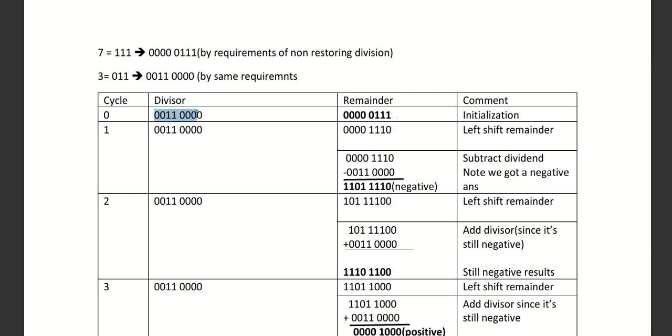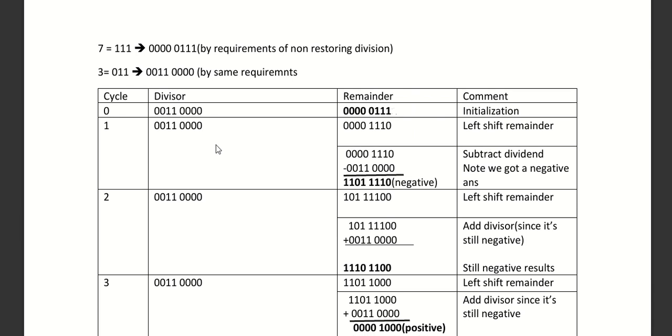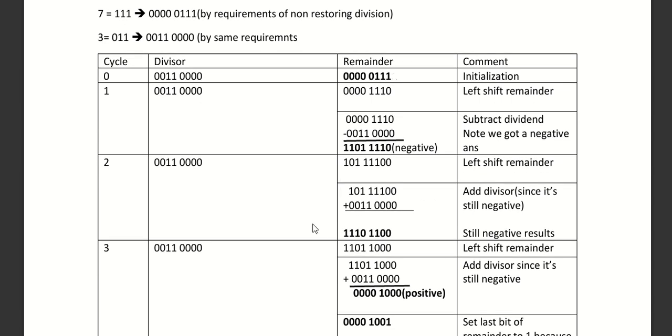So this is the beginning, right? My initialization step. And my divisor is 0, 1, 1 and 4 zeros behind it. And my remainder is this one, right? So you realize that the very first step we have to what? Subtract the divisor. Now, when we subtract the divisor, realize that the answer is negative, right? But the next step requires us to what? Left shift it. So this is the left shift version of that. Then the next step is, because our remainder is still negative, all we have to do is what? We have to add the divisor again.